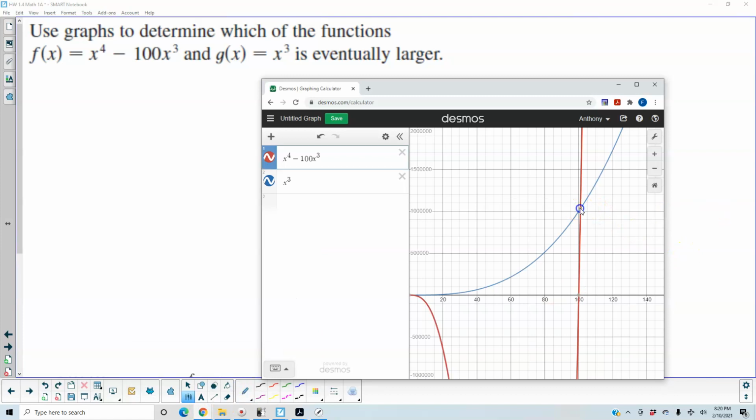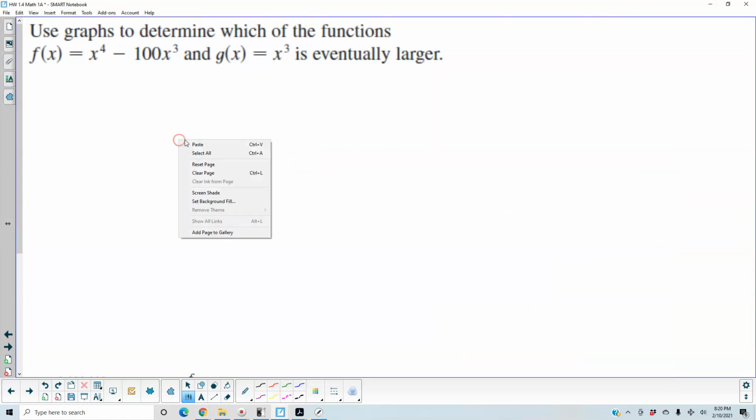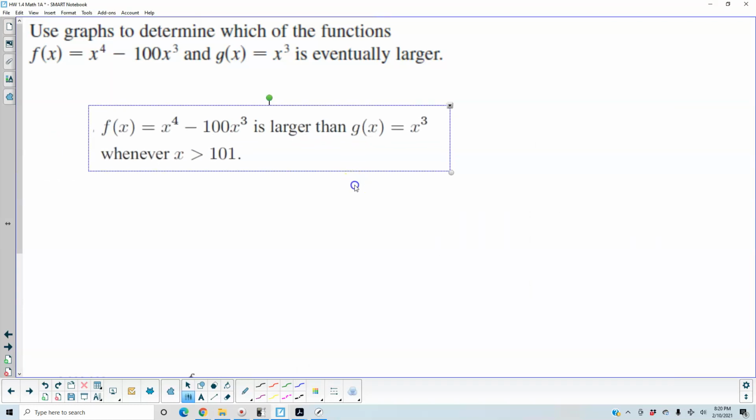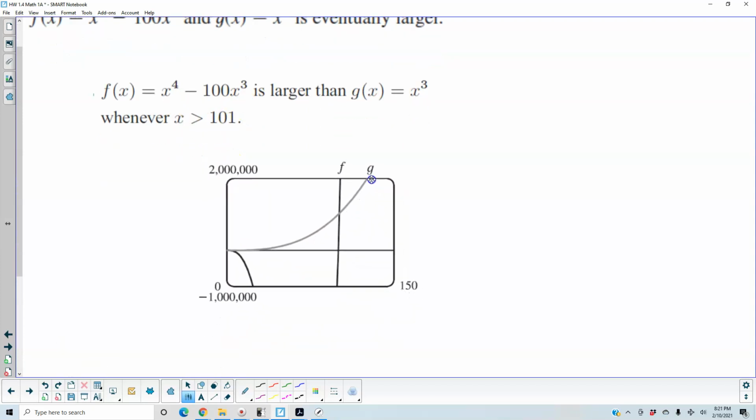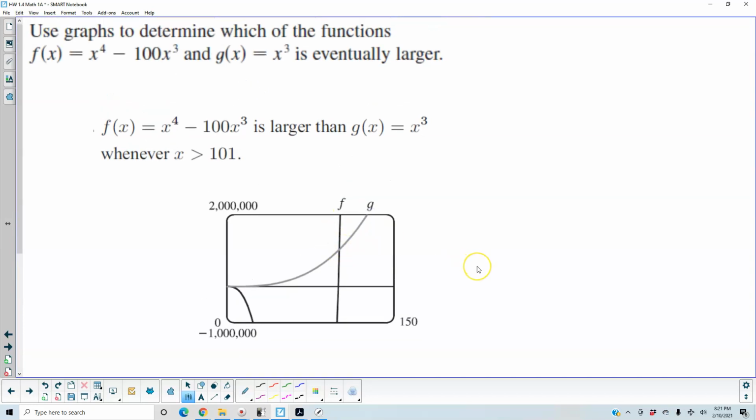So if we look at this point right here, x is 101 and the y value is 1,030,301. Well, that means when x equals 101, then the value of the graph x cubed becomes larger. So what that states is that f of x, which is equal to x to the fourth minus 100x cubed, is larger than g of x equals x cubed whenever x is greater than 101. So therefore, there is the point of intersection for that particular graph.